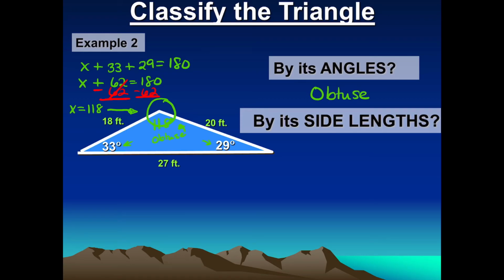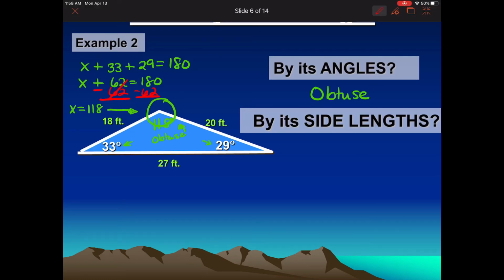So that's an obtuse triangle. And if we look at its side lengths, we're just going to compare, okay, we've got 20 feet here, we've got 18 feet here, and we have 27 feet there. And all the side lengths are different.